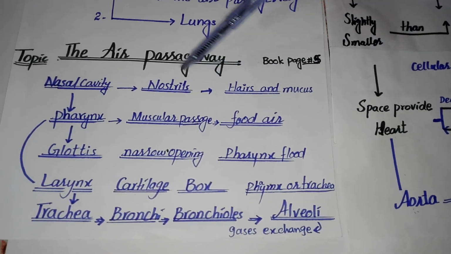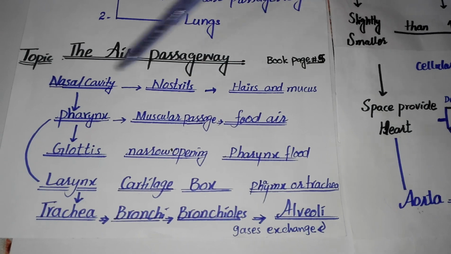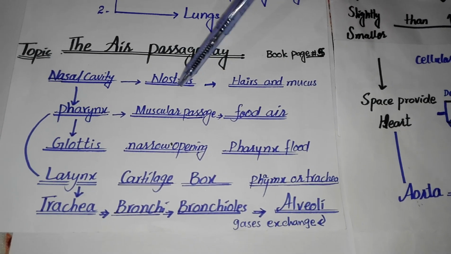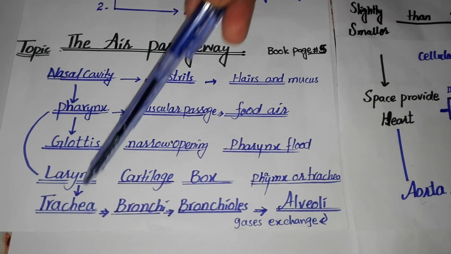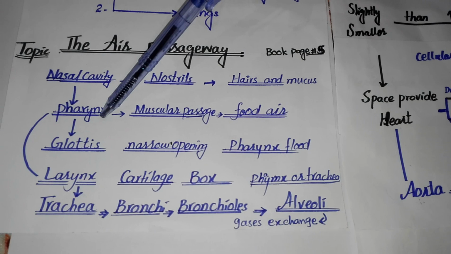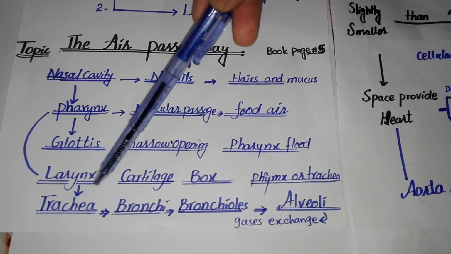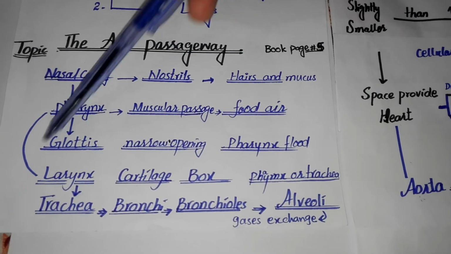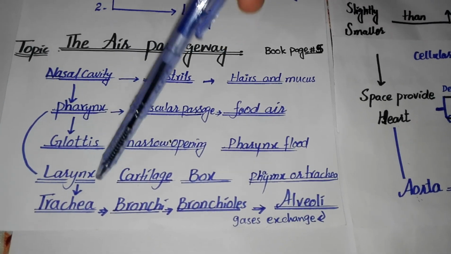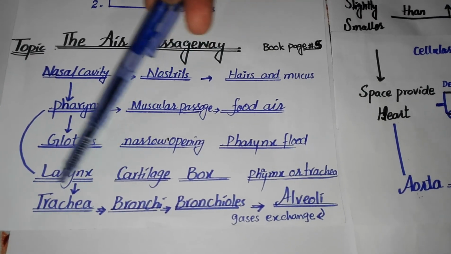The first part is the nostrils that open into the nasal cavity, and through the nostril air enters into the nasal cavity. The nasal cavity then opens into the pharynx and the pharynx then opens into the larynx through the glottis. Glottis is the small opening that is present between the pharynx and the larynx. The larynx then leads into the trachea.